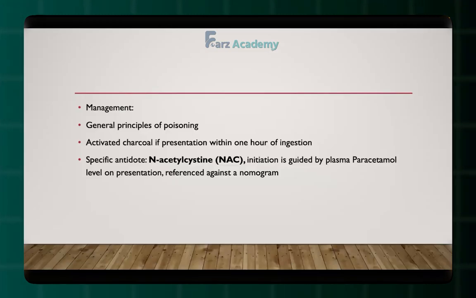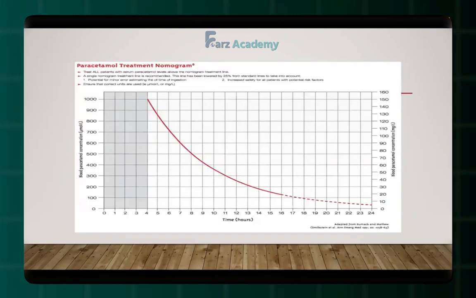Management includes the general principles of poisoning. Activated charcoal if presentation is within 1 hour of ingestion. And the specific antidote is N-acetylcysteine, or NAC. The initiation is guided by plasma paracetamol level on presentation, referenced against a nomogram. So management-wise, activated charcoal and N-acetylcysteine. That's the nomogram I was talking about.